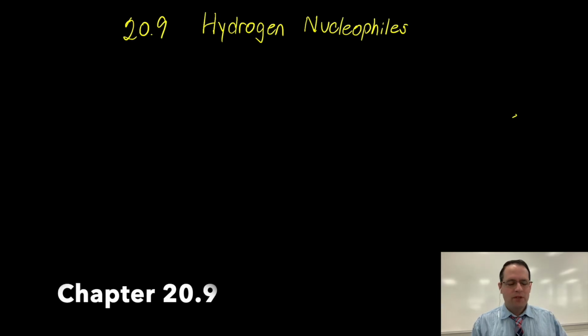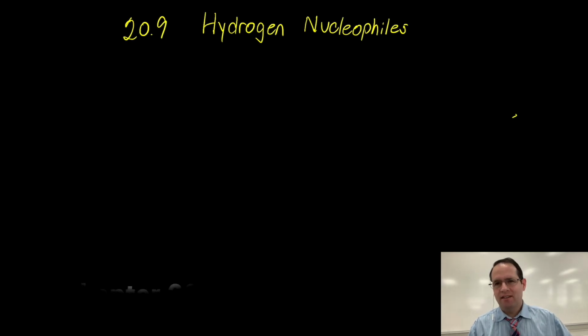Welcome back. We're working on section 20.9 of the Klein's Organic Chemistry 2nd edition textbook. We want to deal with hydrogen nucleophiles. And here again, the chapter focuses on aldehydes and ketones. So let's just look at aldehydes and ketones.